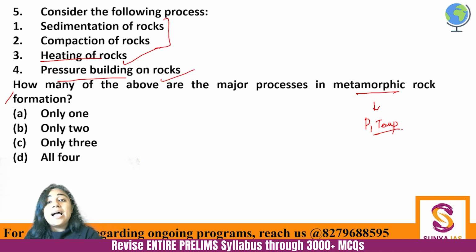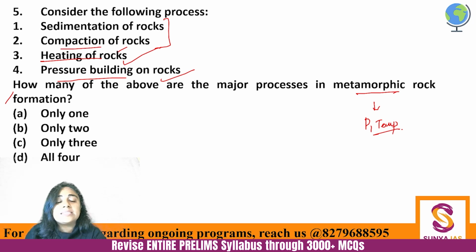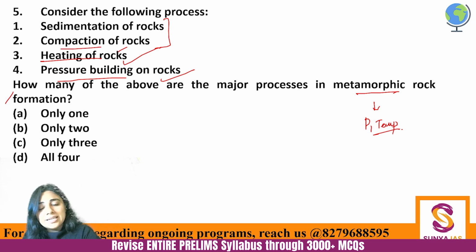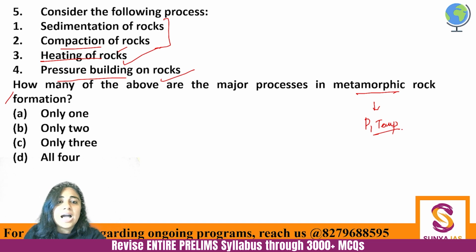Now you might apply your brain a lot and think, what if sedimentation does not happen and sedimentary rocks are not formed? Then how will metamorphic rocks be formed? Or where will compaction happen? Compaction will again be in sedimentary rocks only. But it's not just the sedimentary rocks which are getting transformed into metamorphic. It's also the igneous rocks. So don't make unnecessary linkages which are not valid. So here the answer is the last two. Only 2 is the correct answer.